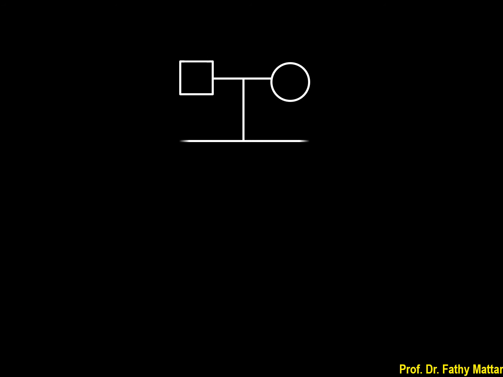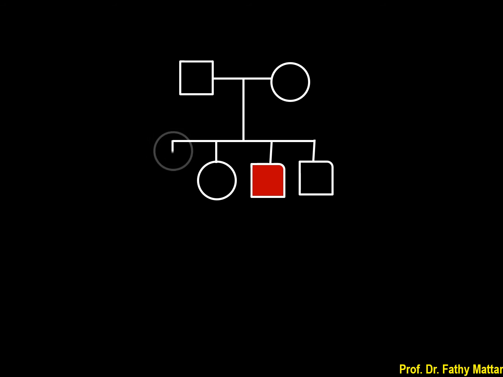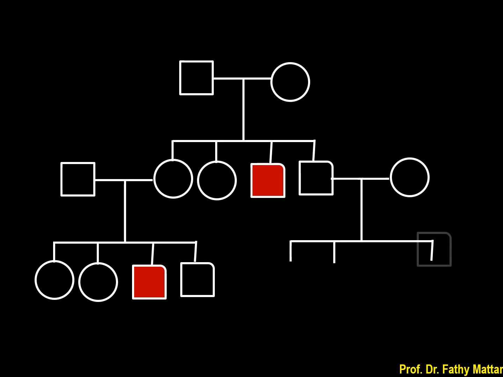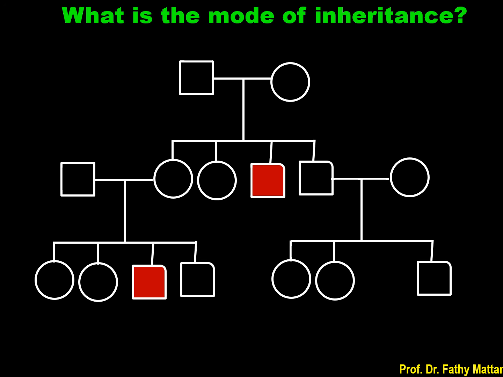Now, let's look at these families. Look at the pedigree of these families. Family 1: father and mother and their children. One of their children, a girl, married a man from the population, and the other, a boy, married a girl from the population. Here we found that the disease was diagnosed in males, sporadic in between the families. What is the mode of inheritance of this case?